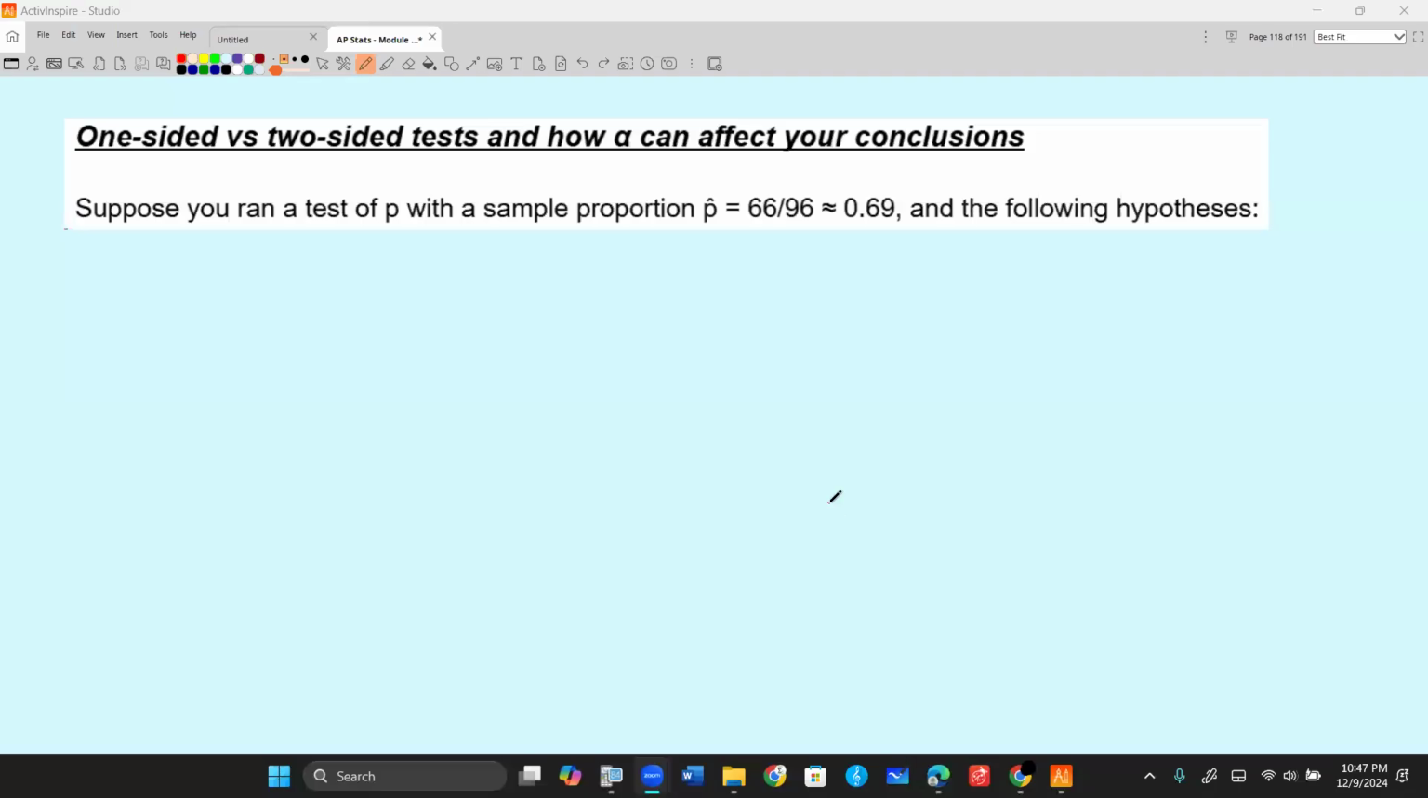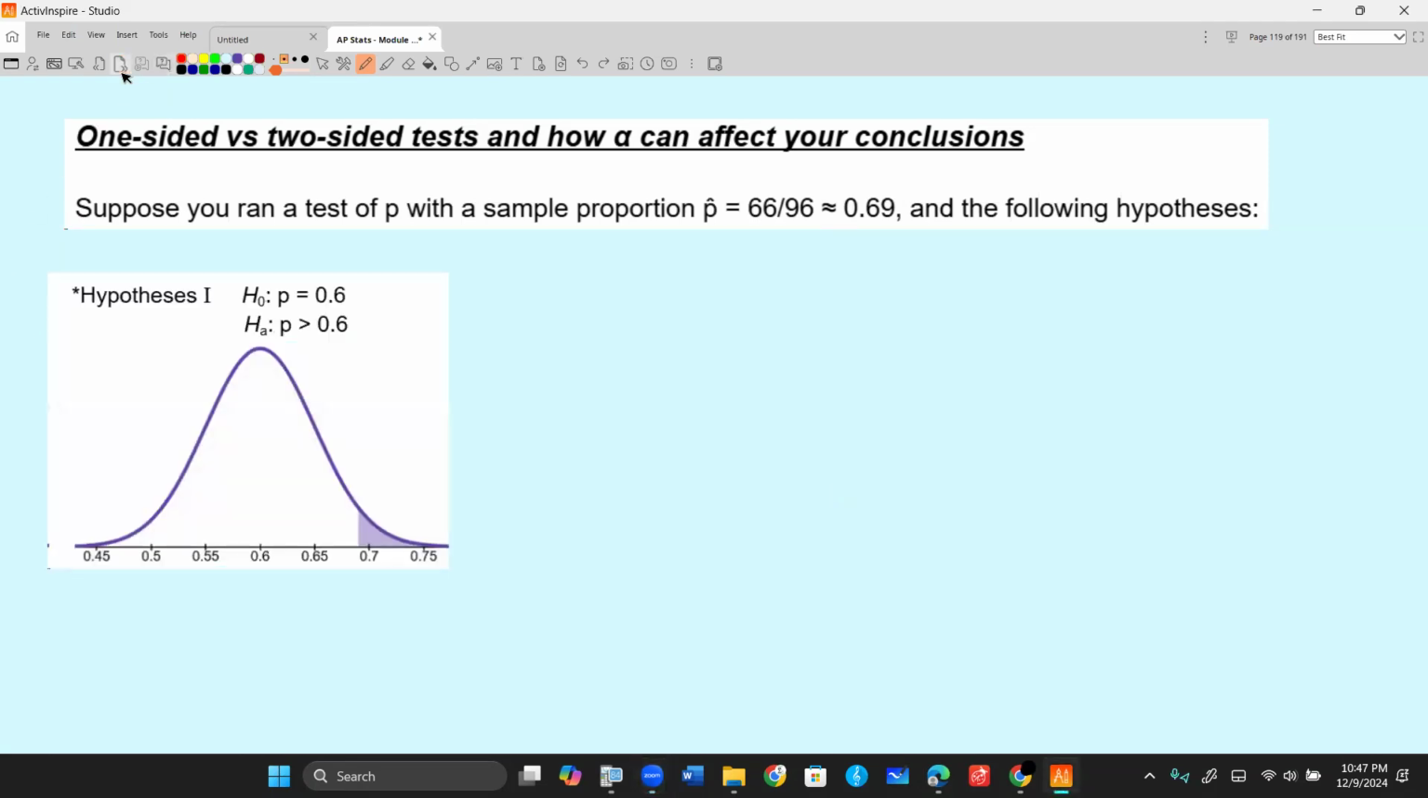Welcome to part 3 of our Introduction to Significance Tests. This is going to cover one-sided versus two-sided tests and how the alpha can affect your conclusions. Let's suppose you ran a test of p with a sample proportion of p-hat equals 66 out of 96, which is 0.69, in the following hypotheses.